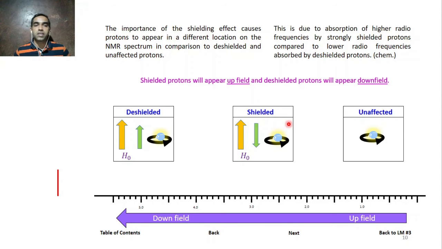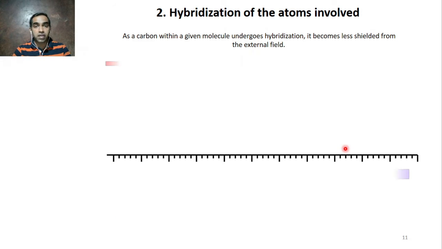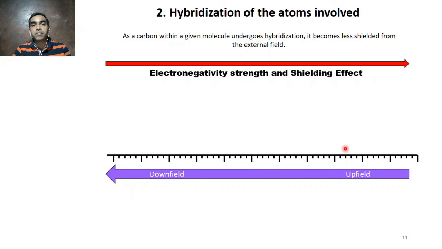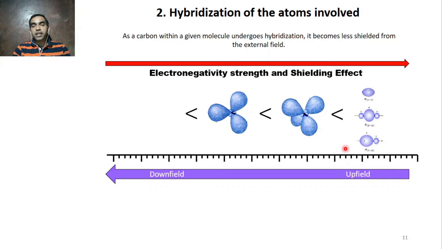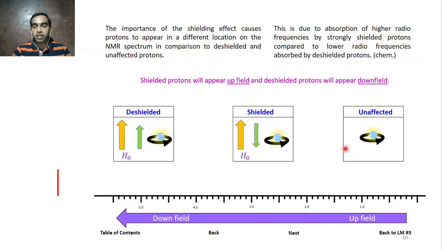Effect on chemical shift because of shielding and de-shielding. Shielded will go upfield, this is upfield, lower frequency, and de-shielded will go downfield, higher frequency, and these are something unaffected which remain as such. You can read in the study material, I have provided in detail. So that shielding and de-shielding, you have seen how that affects chemical shift. Chemical shift is totally changed because of shielding and de-shielding.